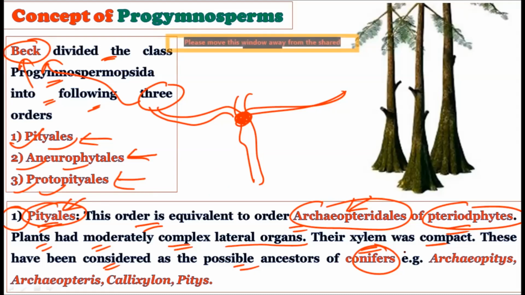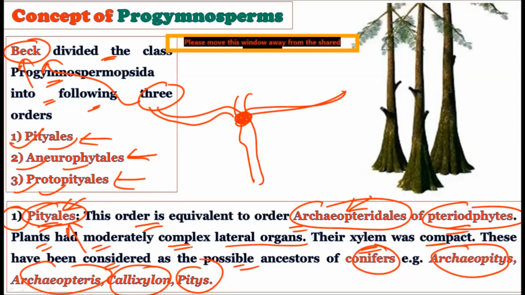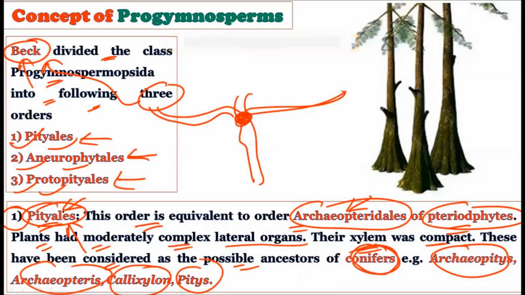Now the members of this order in the form of fossil record we have are Archaeopteris, then Callixylon, and the Palaeozoic forms and Pitys. All these fossil forms which come under this order are showing pteridophytic as well as gymnospermic characteristics, but there are some gymnospermic characteristics which are comparable with present-day conifers. So these can be considered as pre-ancestors for the conifers. Whatever conifers are there today in the gymnospermic category, these gymnosperms may have arisen out of this order.